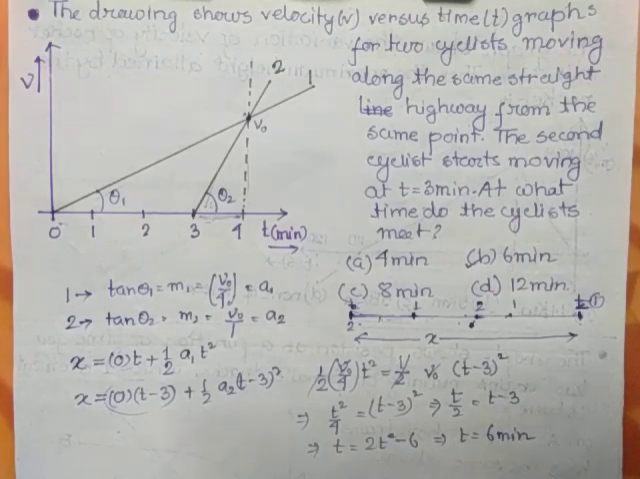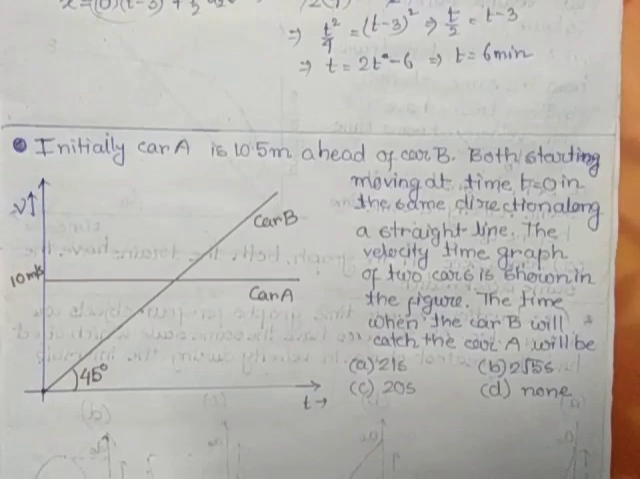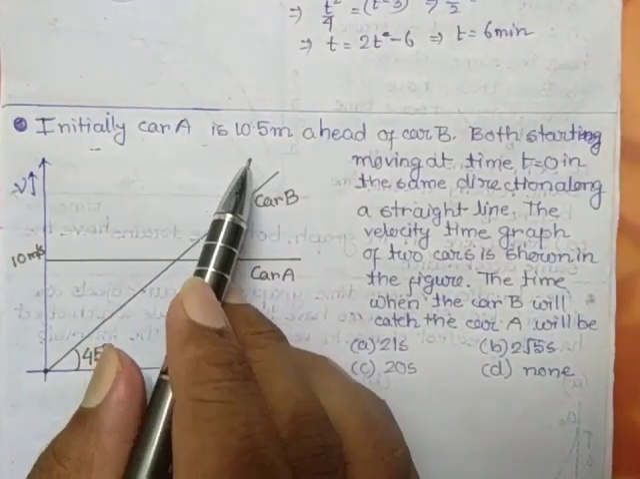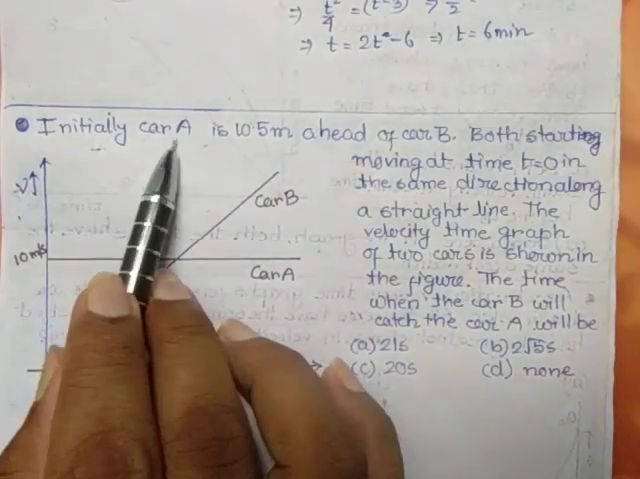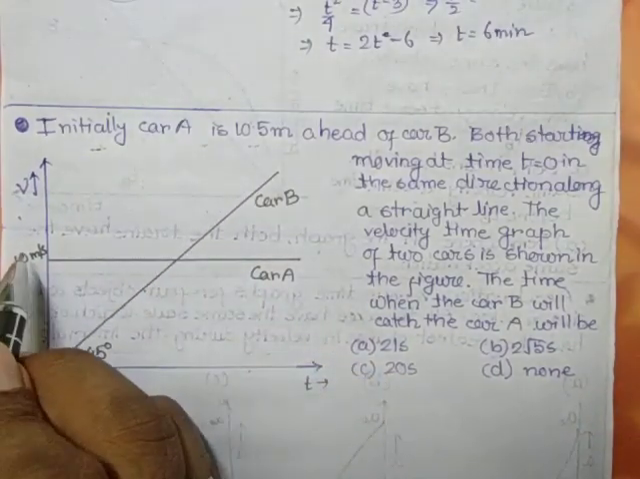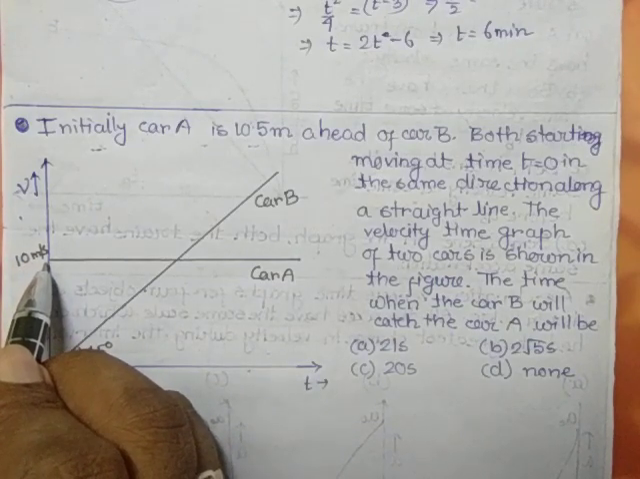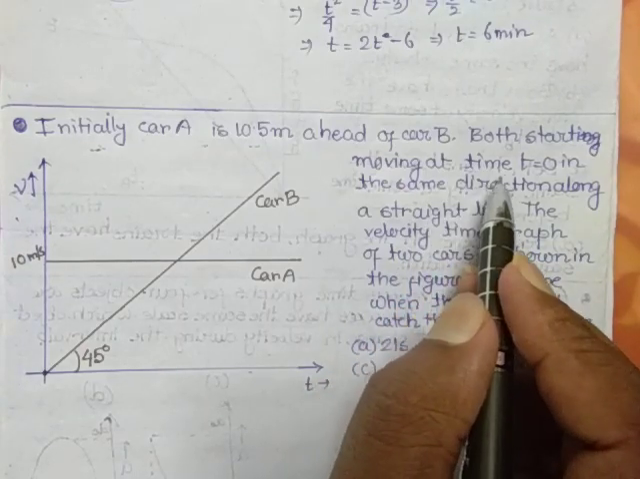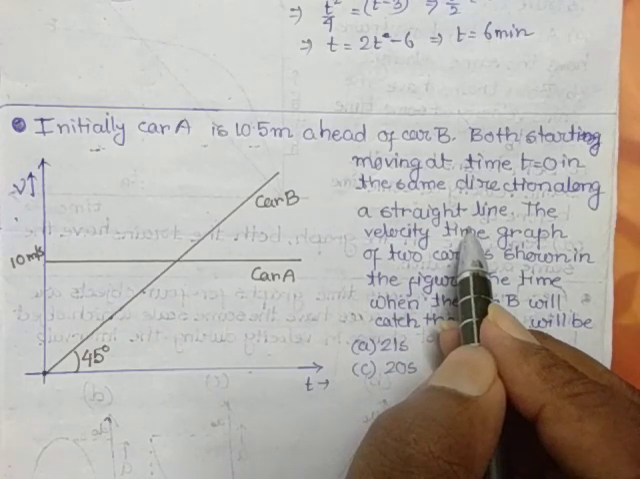Okay, so this is the total story. If I go for the next problem, just see. Initially the car A and the car B, it is representing the velocity versus time curve. Initially the car A is 10.5 meters ahead, and both are moving at the time t equal to 0 in the same direction along the same straight line.